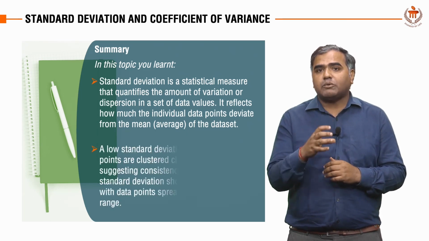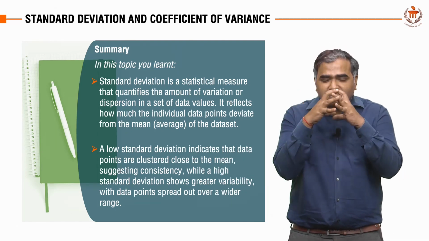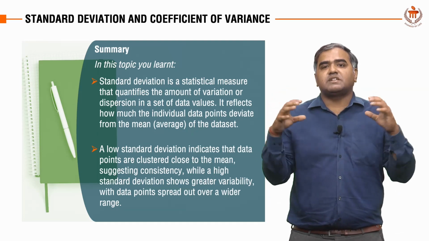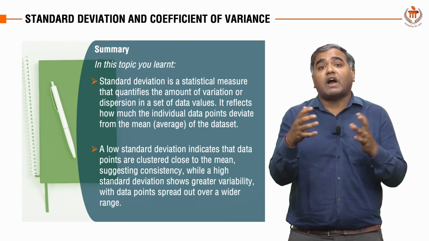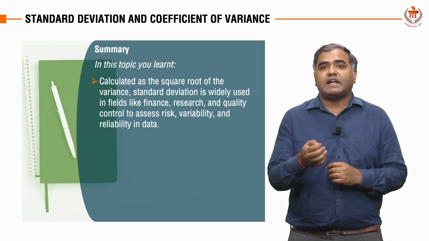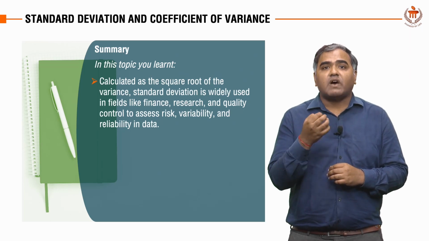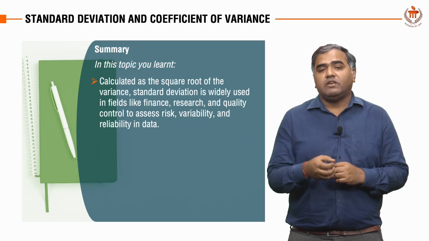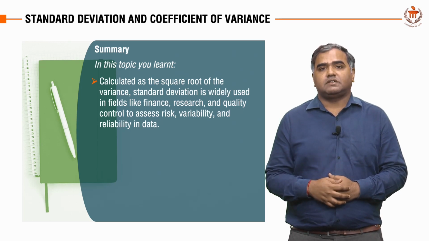A low standard deviation indicates that your data points are clustered close to your mean, suggesting consistency, while a high standard deviation shows greater variability, with the data points spread out over a wider range. Standard deviation is calculated as the square root of the variance. It is widely used in fields like finance, research, and quality control, to assess risk, variability, and reliability in data.